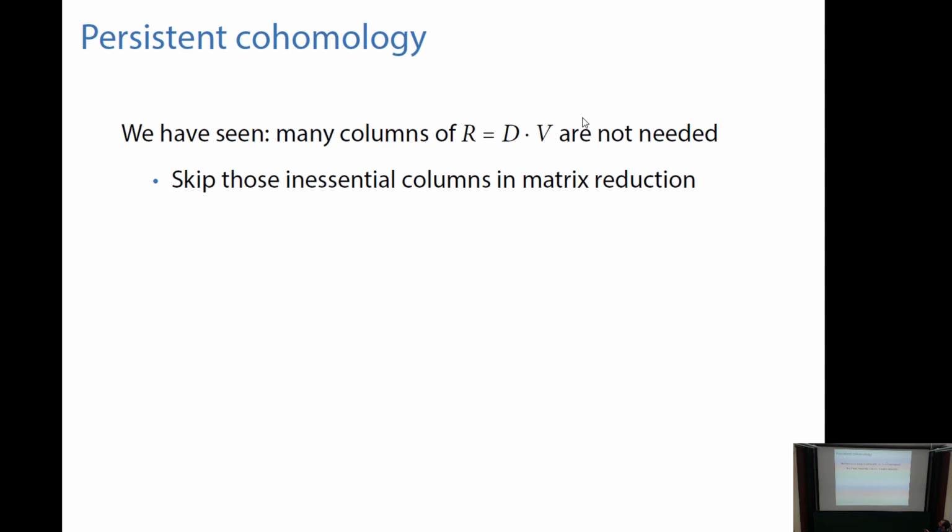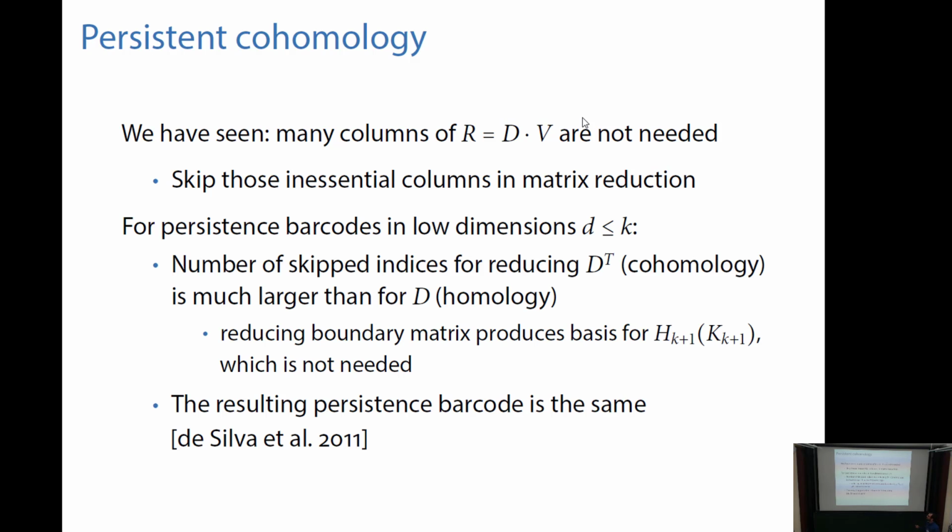The second point is applying cohomology. So we have seen many columns are not needed for the computation, and we can skip those. And now for cohomology, it turns out that the number of indices that you can skip this way is simply much larger than the number of columns that you can skip when you compute homology.